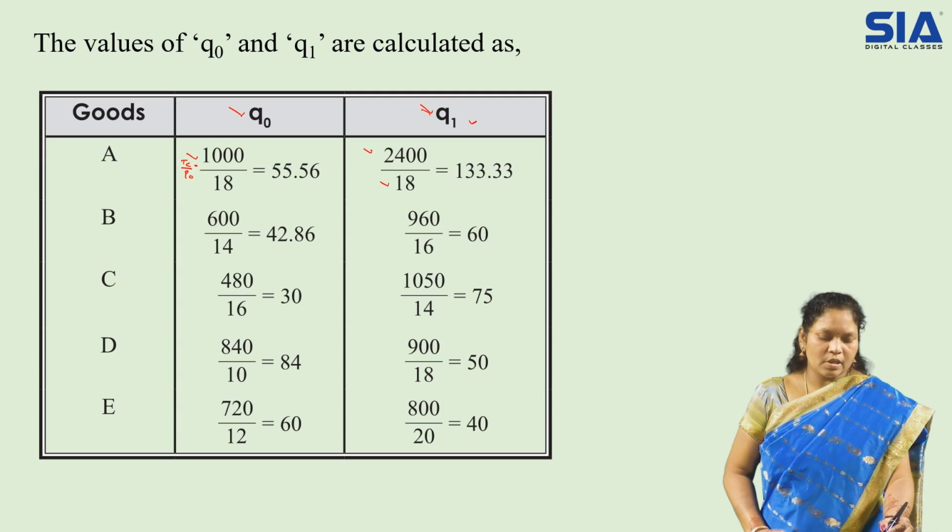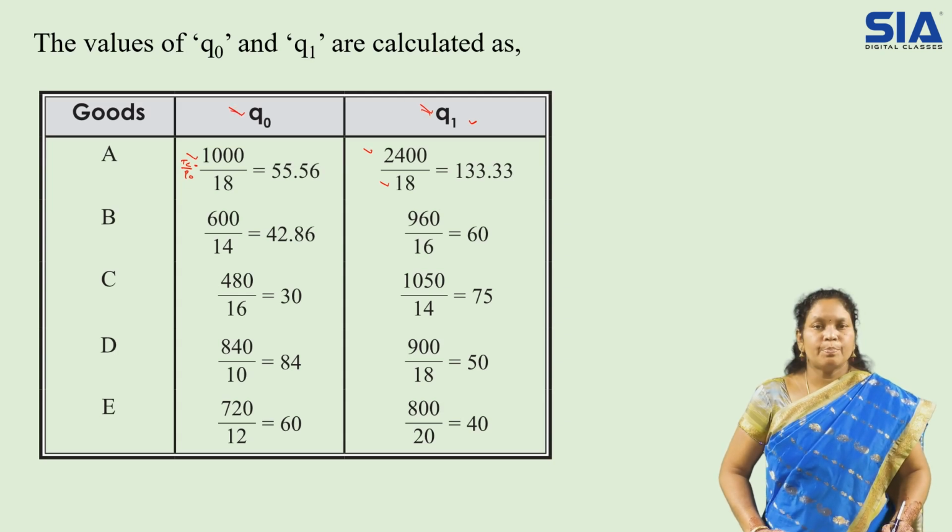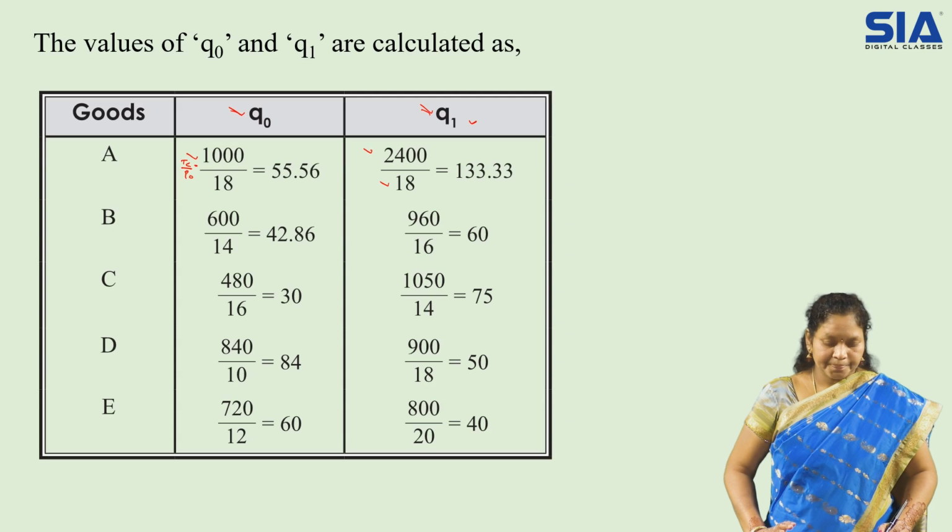So I have all the values in my hand now. P1 and P naught we already had in the question. Q naught and Q1 we have just obtained. So let us go for the Fisher ideal index number.